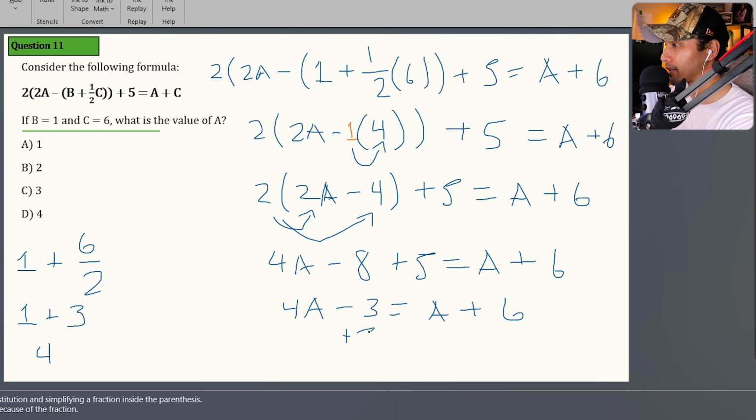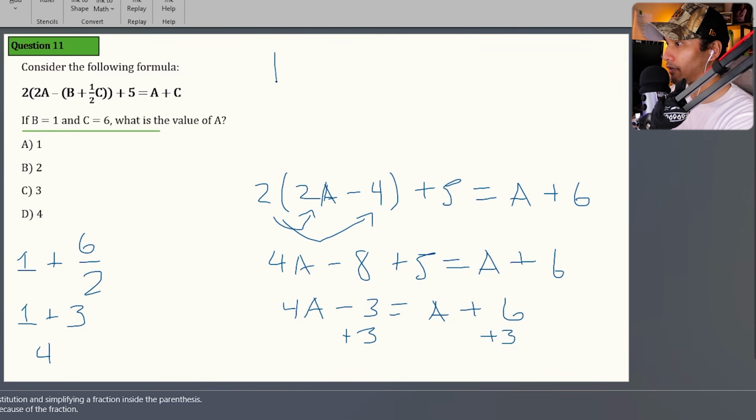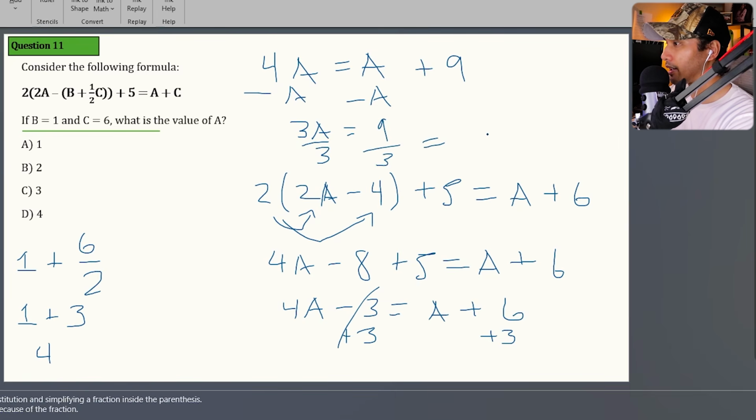I'm going to go plus 3, and I need some more room, so I'm going to erase all this. And then we have 4A equals, and these cancel out, okay? A plus 9, and I'm going to minus the A, and then we get 3A equaling 9, divide by 3, and we get A equaling 3. And that is answer choice C.